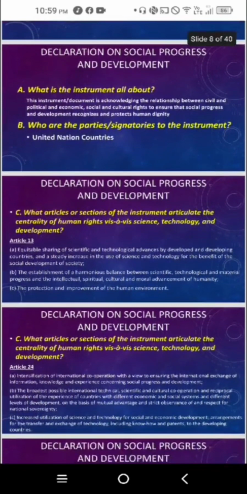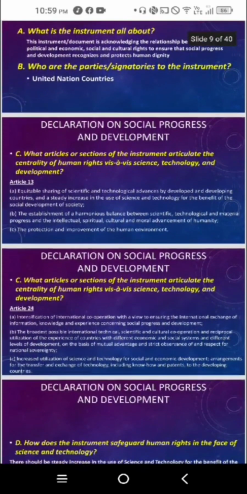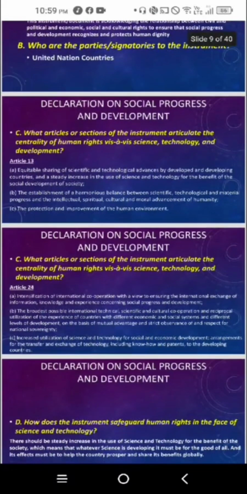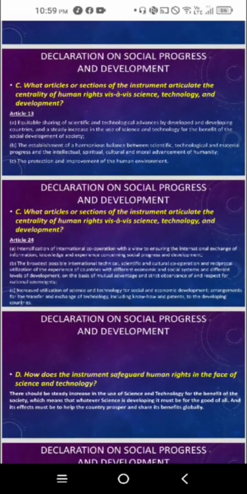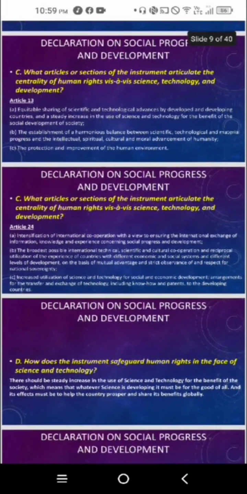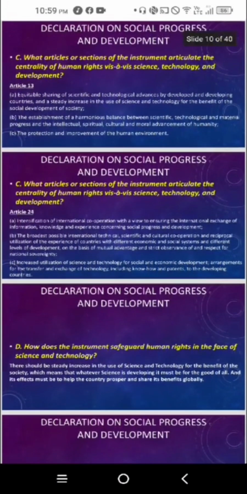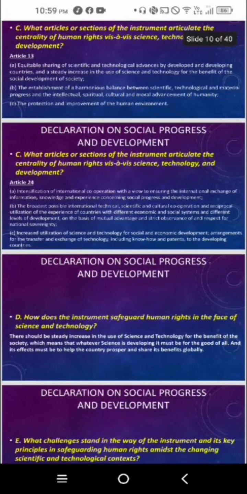Who are the parties and signatories to the instrument? United Nations countries. What articles or sections of the instrument articulate the centrality of human rights vis-a-vis science, technology, and development? Article 13. It provides for an equitable share of scientific and technological advances in developing countries, and also the establishment of a harmonious balance between scientific, technological, and material progress and the intellectual, spiritual, cultural, and moral advancement of humanity. And lastly, the protection and improvement of the human environment.